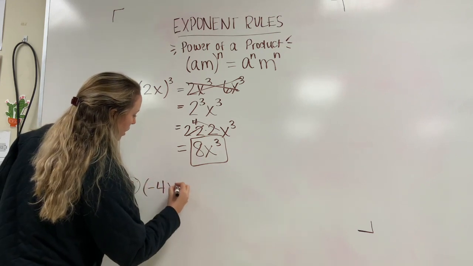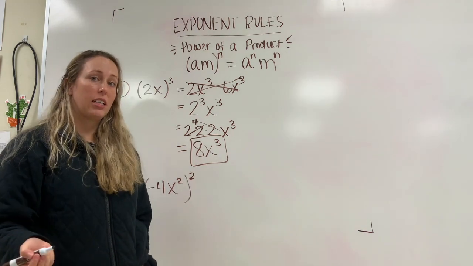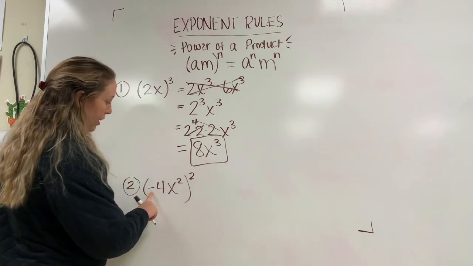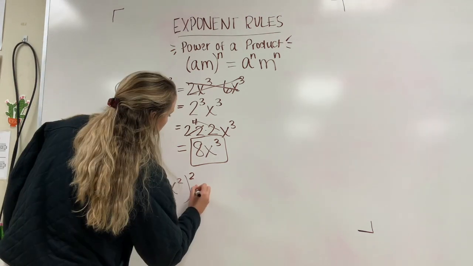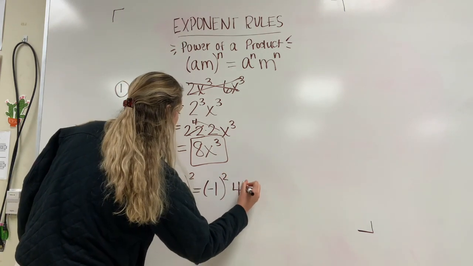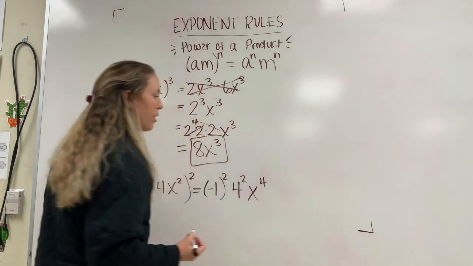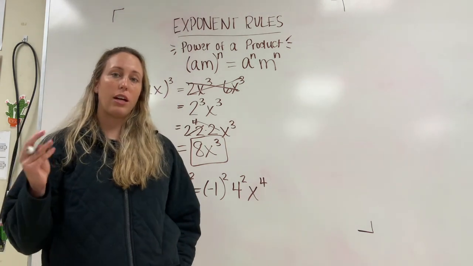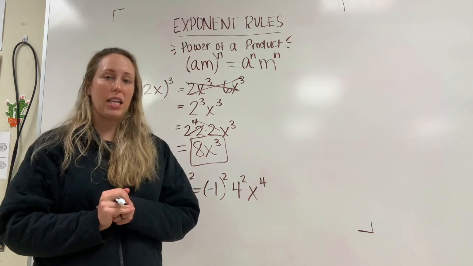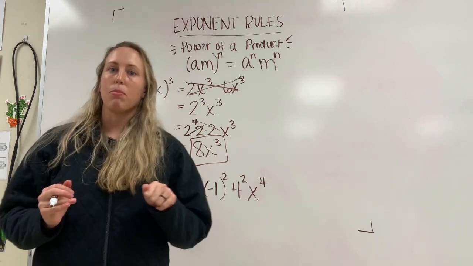Okay. Negative 4x squared, all squared. For this one, we have a negative in front. That could make this confusing. I like to separate it and make my negatives a -1. Now I've got -1 squared. I've got 4 squared, and x to the 4th because we multiply our exponents there. Remember, exponent to an exponent, just like Mr. OJ taught us, means we multiply the exponents. We multiplied the 2 and the 2.